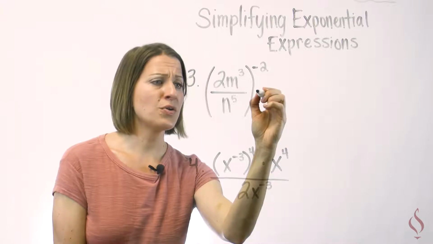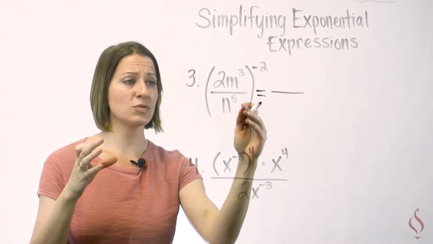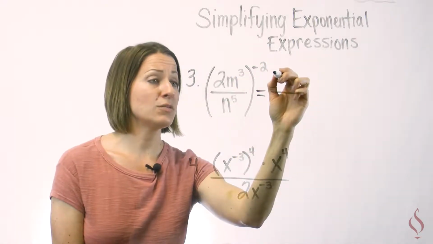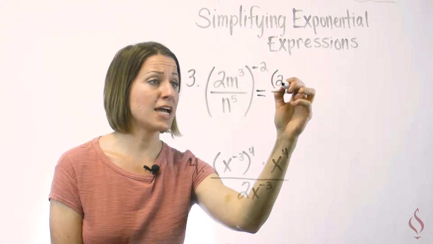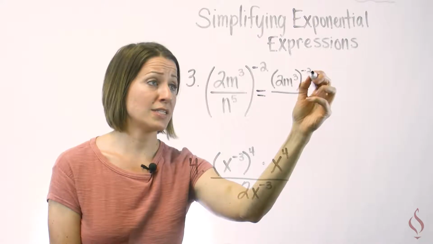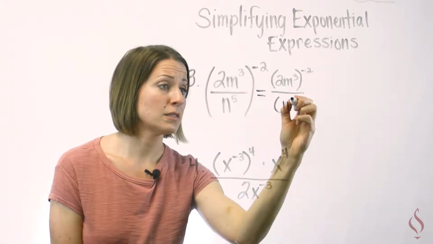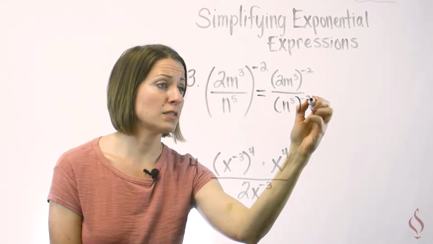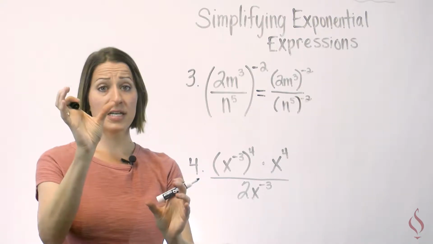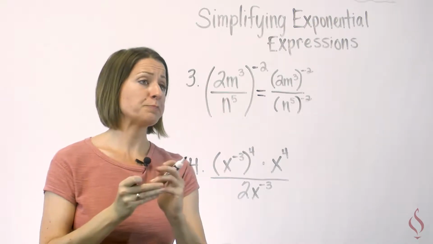So I want to just give you a visual of what it means when it's raised to negative 2 and there's a fraction in here. It really means that this entire numerator, 2m cubed, is being raised to the negative 2 power, and n to the 5th is being raised to the negative 2 power. So you can think of it now as separate problems, just solving the numerator and solving the denominator.